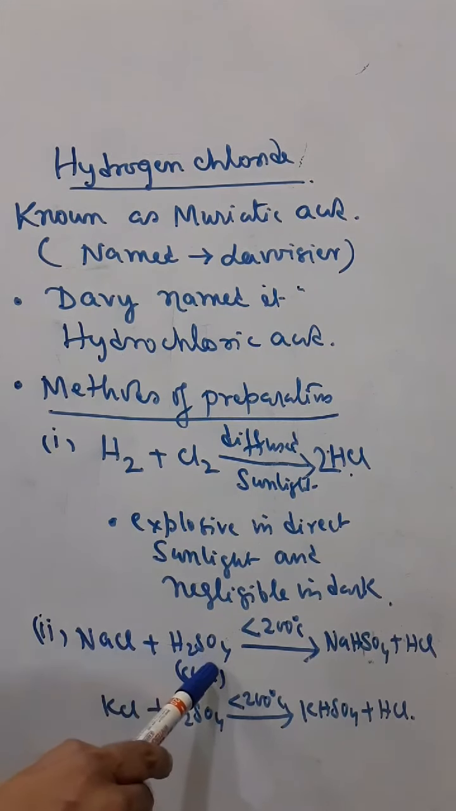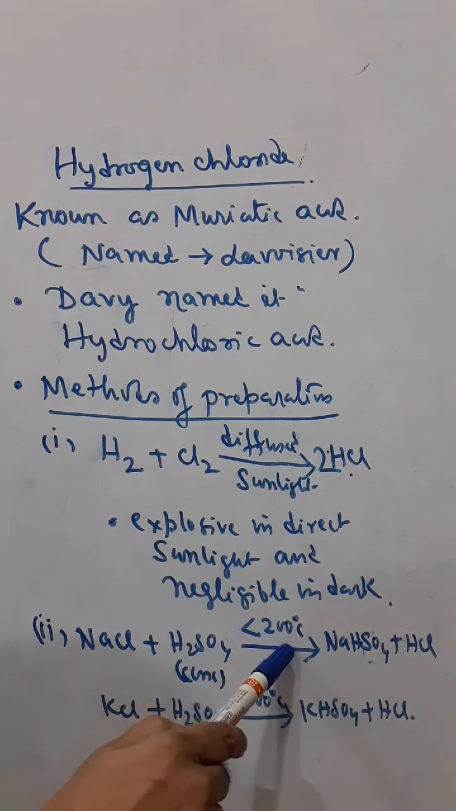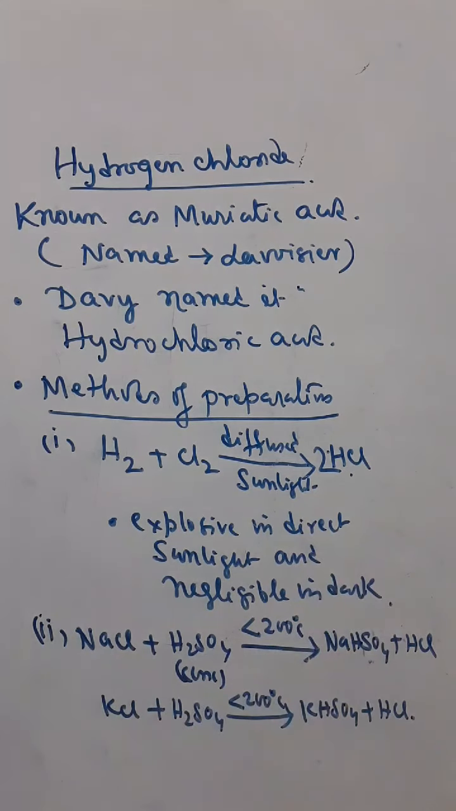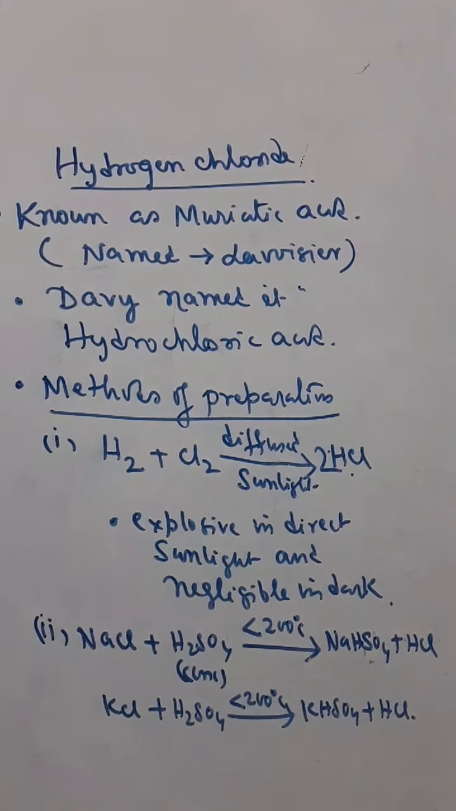So NaCl plus H2SO4, temperature less than 200 degrees Celsius, we get NaHSO4, that's sodium hydrogen sulfate, and hydrogen chloride gas. And similarly, if instead of NaCl I take KCl, then same thing, below 200 degrees Celsius, concentrated sulfuric acid, we get KHSO4, that's potassium bisulfate, and hydrogen chloride gas. Okay, so these are the two main general methods of preparation of hydrogen chloride gas.